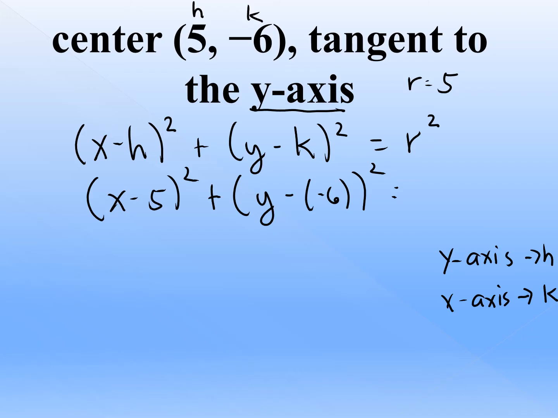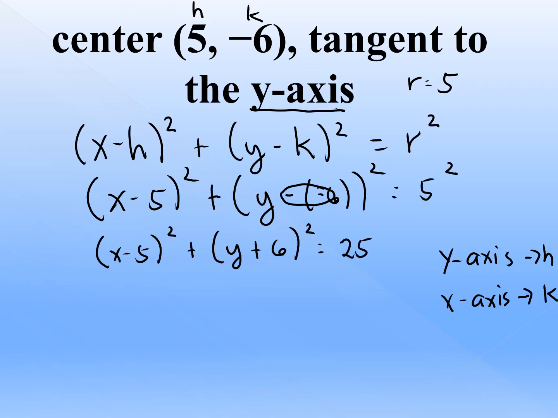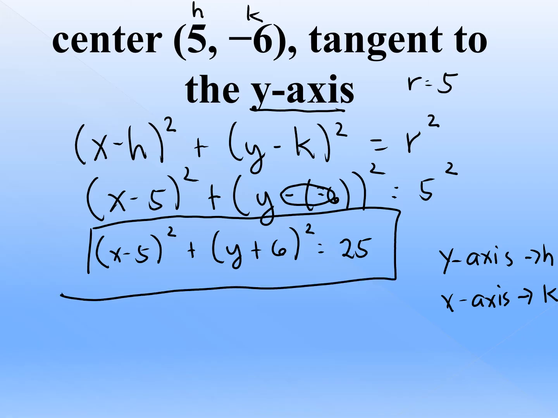So by substitution property, we have 5 squared. Now simplifying, we have quantity x minus 5 squared plus quantity y. Since we're going to simplify negative times negative here, we're going to have plus 6 squared is equal to 5 squared, which is equal to 25. So therefore, we have the standard form of the equation of the circle, which is equal to quantity x minus 5 squared plus y plus 6 squared is equal to 25. Let us now draw or graph this circle.